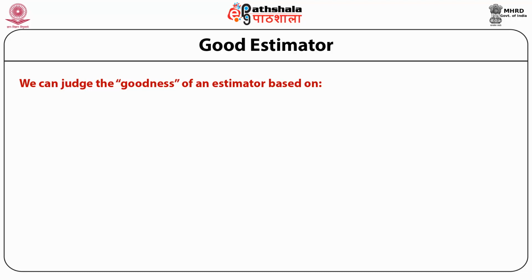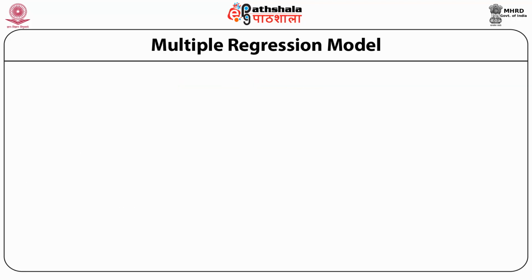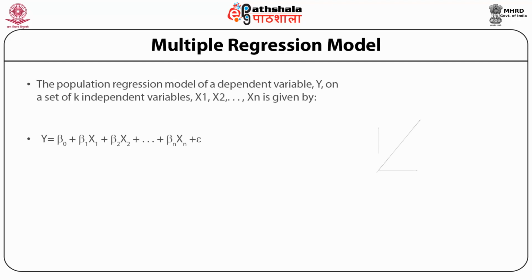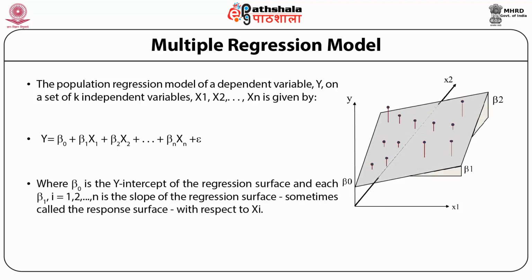It's almost similar to the simple regression analysis as we discussed in the previous module: lower computational cost, highest coefficient of determination, linear estimator, unbiased estimator, minimum variance of the estimator. In multiple regression analysis, as the figure shows, we have two or more independent variables. So in place of a regression line, here we have a regression surface, also known as the response surface, with respect to the independent variables.